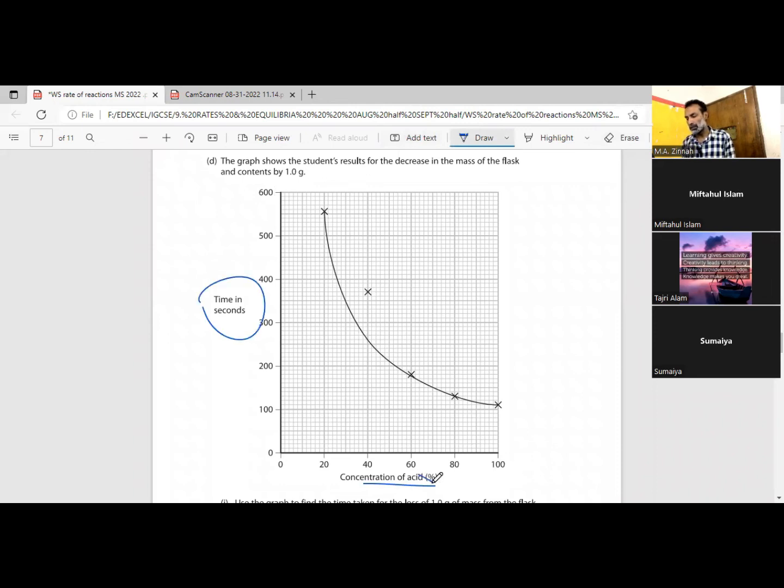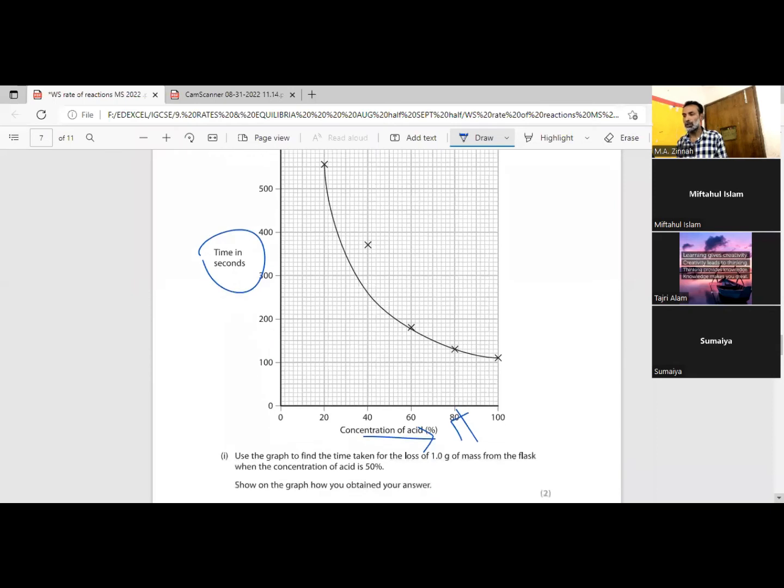Time and concentration of the acid in percentage. What does percentage mean? What does 80% acid mean? 20% water, right? By volume. Suppose 80 cm cube acid and 20 cm cube water.